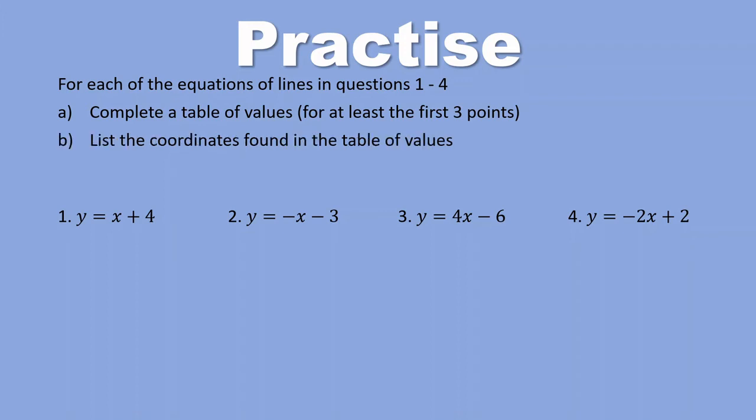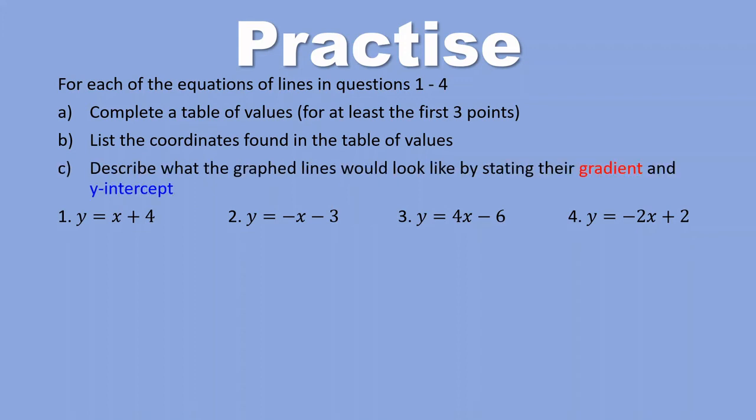Next, I want you to list the coordinates that you found in your table of values. When you have an x coordinate and a y coordinate that belong together, you've got the x, y coordinate for that point. Remember to use brackets and to list your coordinates alphabetically. Walk before you fly, x before y. Next, I want you to describe what the graphed line would look like by stating what the gradient is, so how steep will it be, and what the y-intercept is, where will it cross the y-axis.